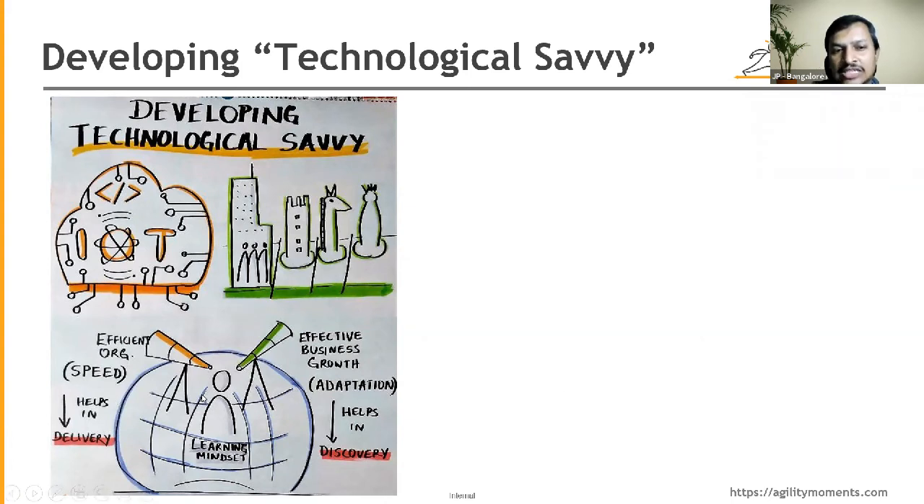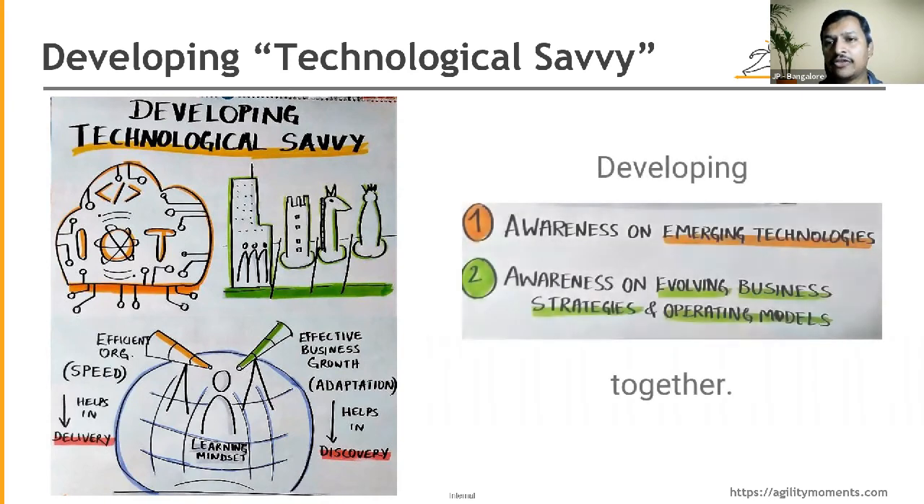So we need the technological savvy, that learning mindset on both sides to discover and deliver. Keep that in mind. This is when you appreciate the need for equipping and investing in people to grow on all aspects of agility, not just for the engineers, not just conducting a TDD training for the engineers and saying we have technical agility. No, you will not have enough technical agility to produce that business agility, what someone talked about. So developing awareness on emerging technologies, which is the left-hand side, and awareness on evolving business strategies and operating models, even this is technical agility.